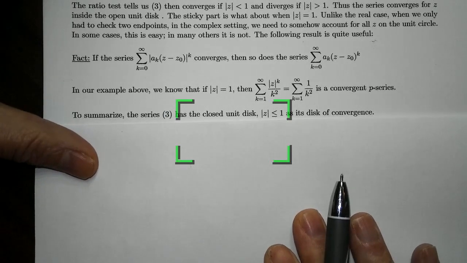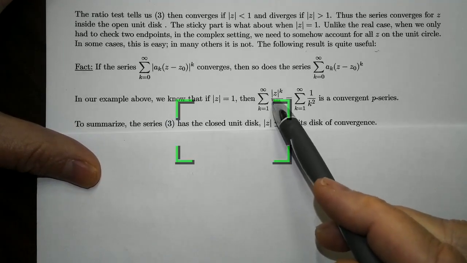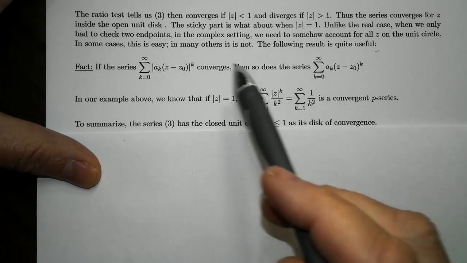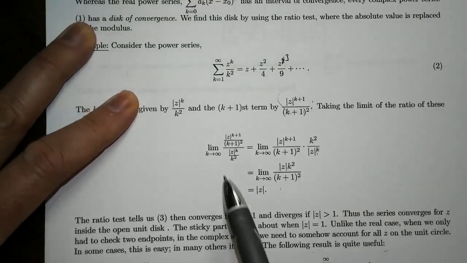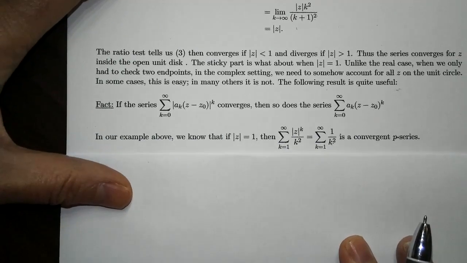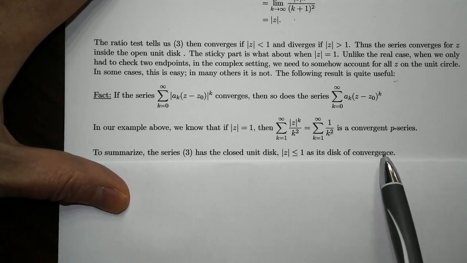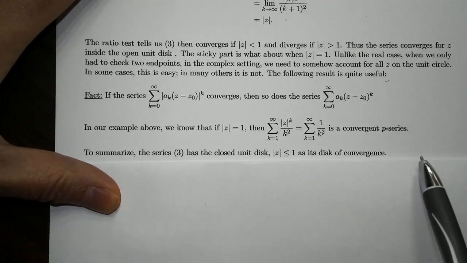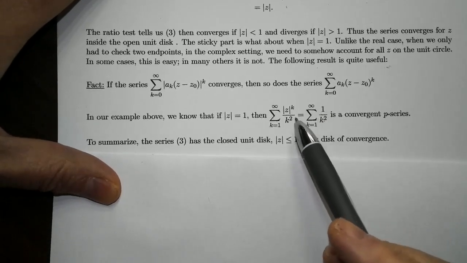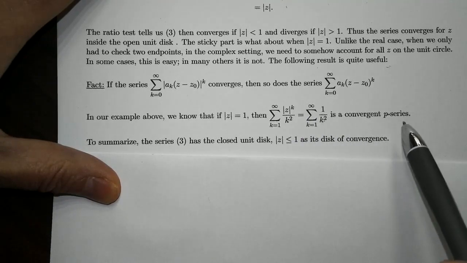So that tells me if I look at any point on the unit circle, because the modulus of z is 1 on the unit circle, and this series converges, we know that this series will converge for any z on the unit circle. So, in other words, the disk of convergence in this case is the closed unit disk. It's everything in the unit disk plus the unit circle as well. And we're making important use of the fact that if the modulus of z is 1, this becomes 1, so we have a convergent p-series.